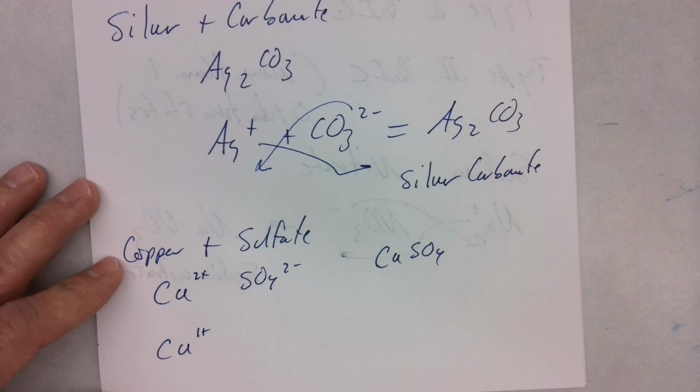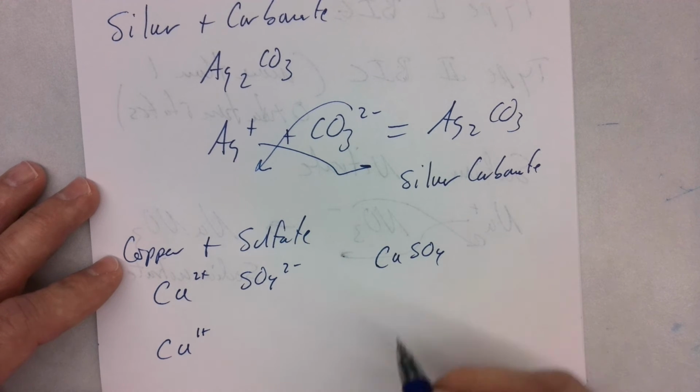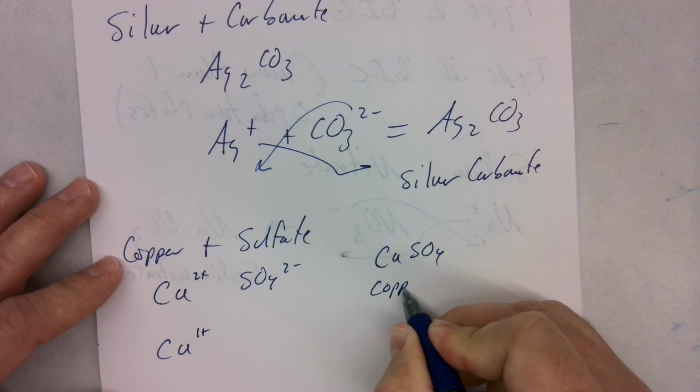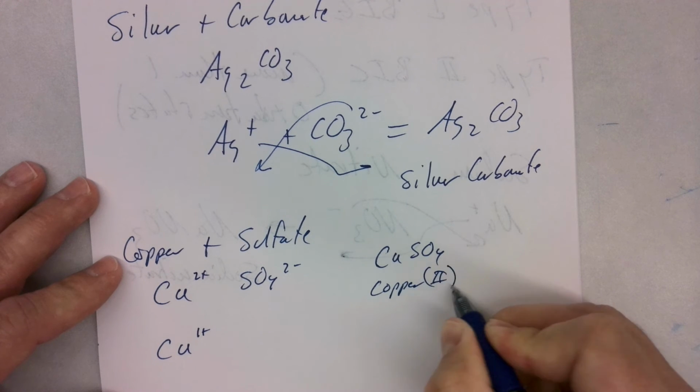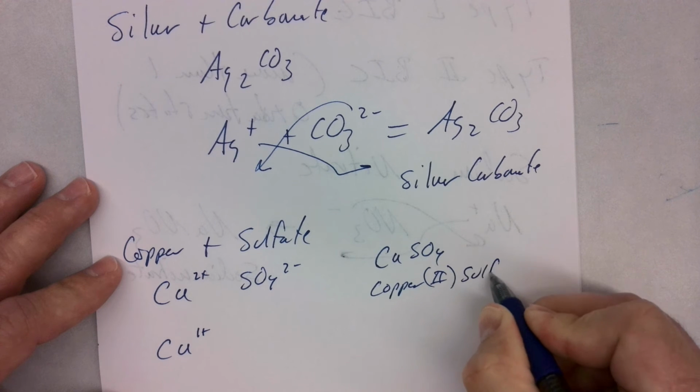Good job. Okay, what would its name be? Copper, Roman numeral 2, sulfate. Roman numeral 2 in parentheses, yeah, sulfate.